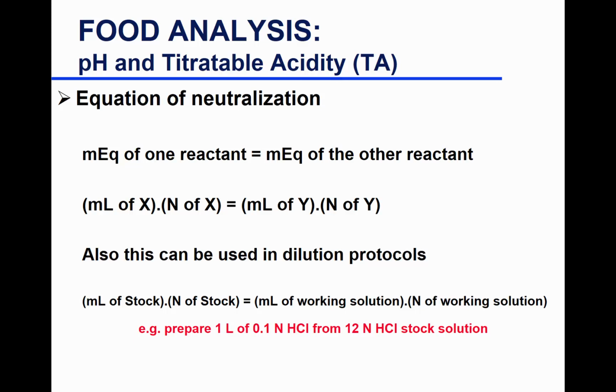Okay. Equation of neutralization, why is this important to us right now? Because for titratable acidity, we are titrating with base, right? So we are titrating the acid with base in order to determine total acidity. The way we calculate is milliequivalents at neutralization, or at equilibrium. We have milliequivalents of one reactant equal to milliequivalents of the other reactant. And the milliequivalent is volume times normality equals volume times normality.